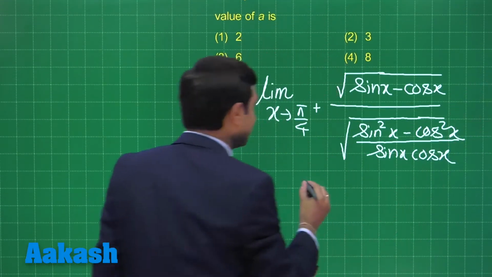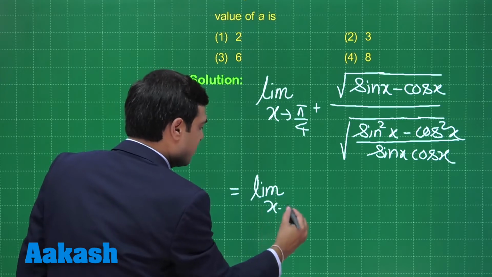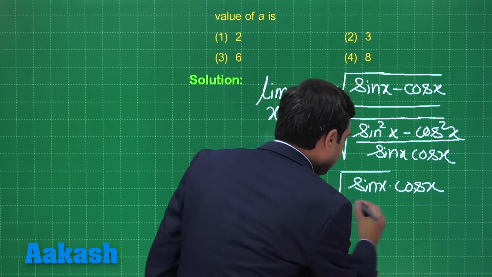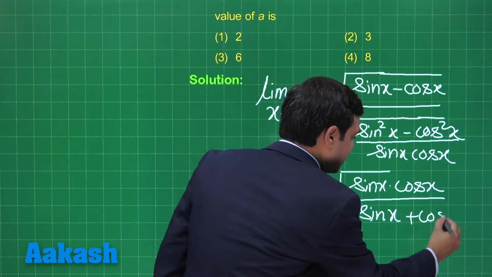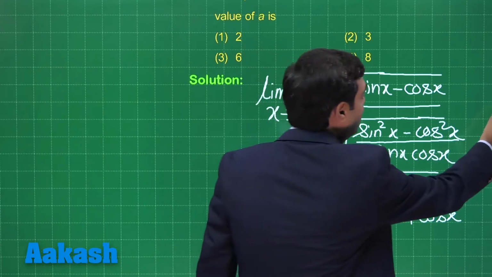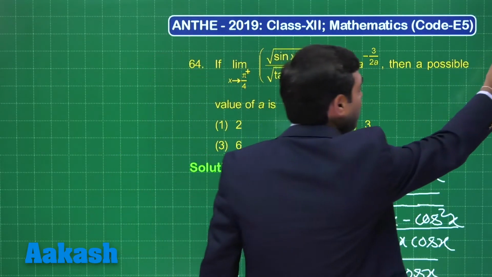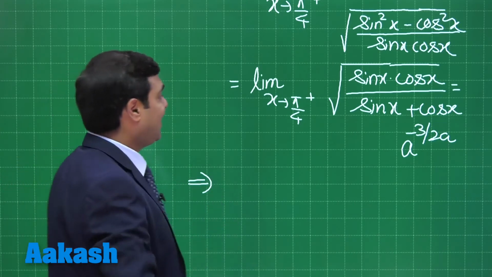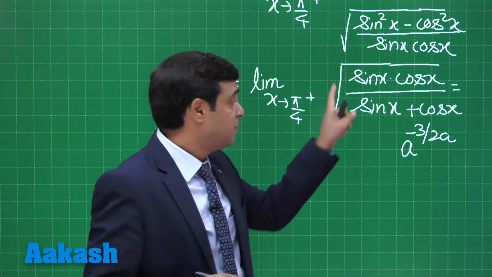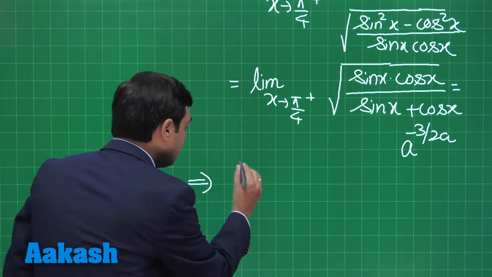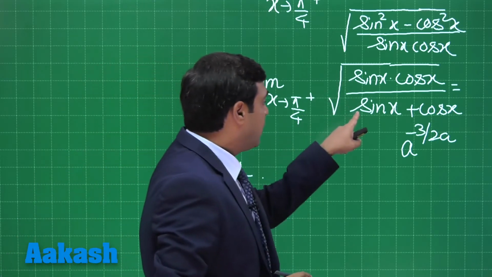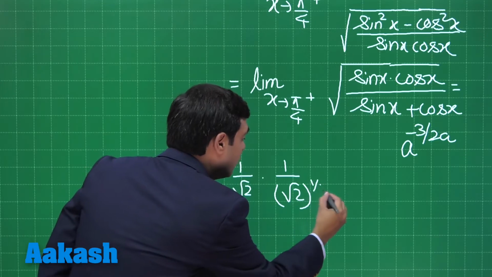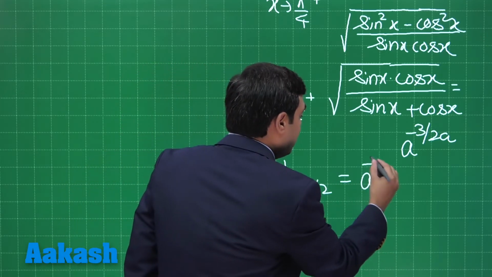That's clear? Now here you can simply say this is equal to limit x approaching pi by 4 plus root of sin x cos x divided by sin x plus cos x, right? Now this is given to us as a to the power -3 by 2a. Substitute the limit over here, you obtain sin pi by 4 cos pi by 4, that means 1 by root 2 into 1 by root 2, it's a square root, so it is 1 by root 2 multiplied with. In the denominator you have sin x plus cos x, so 1 by root 2 plus 1 by root 2, that is root 2. So the square root of root 2, that is to the power half, is equal to a to the power -3 by 2a.